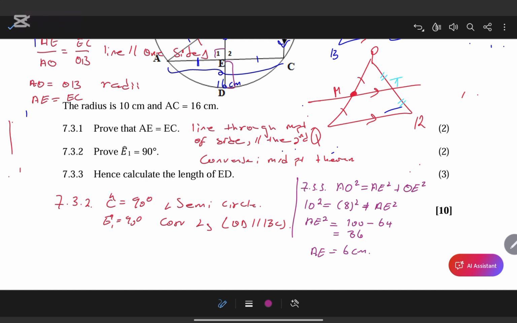Now, if OE is 6 centimeters, but OD is 10 centimeters, therefore, ED is equals to 10 minus 6, which is 4 centimeters. So that is the length of ED.